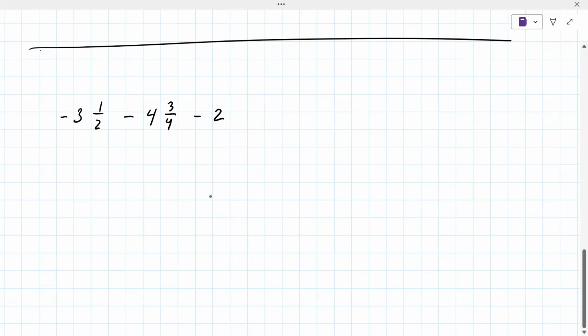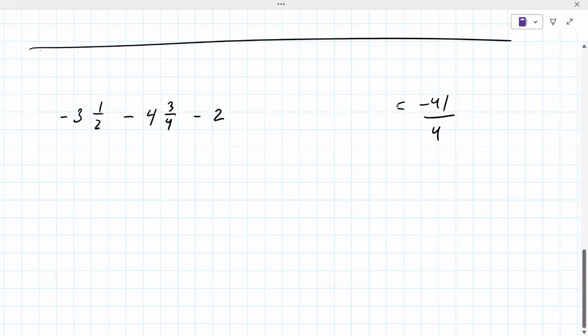How are you doing on this one? Do you have any questions about how to do this? Close. Okay. Negative 41/4.